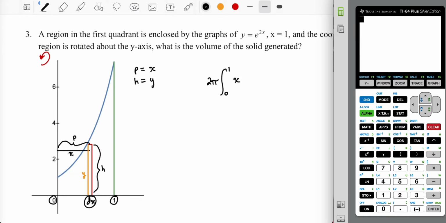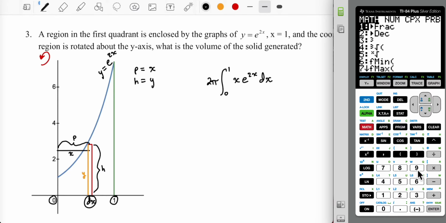P is x, h is y, but y in this context is the y associated with the curve, which is e to the 2x. So e to the 2x dx. So integrate that, and we'll have our solution. You could use substitution if you want, but you could also type it into the calculator. So going from 0 to 1, we got the x, we got the e to the x, and we got a dx.